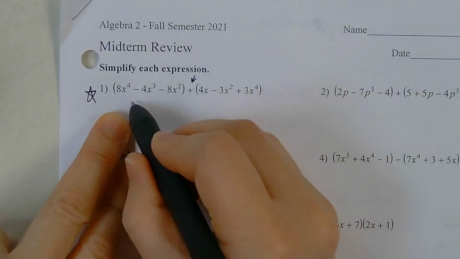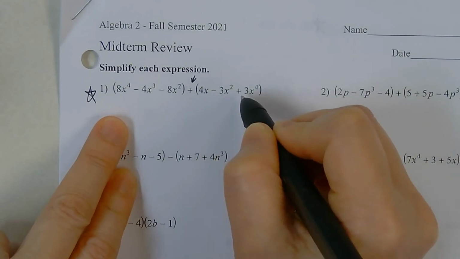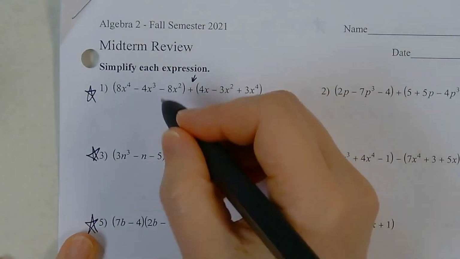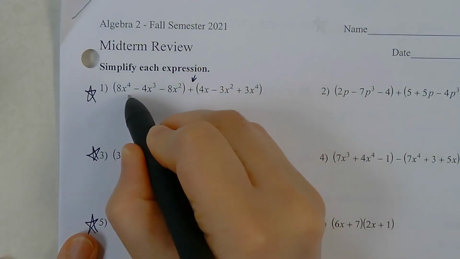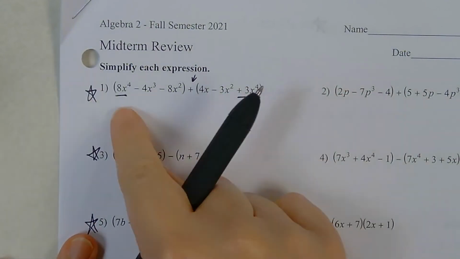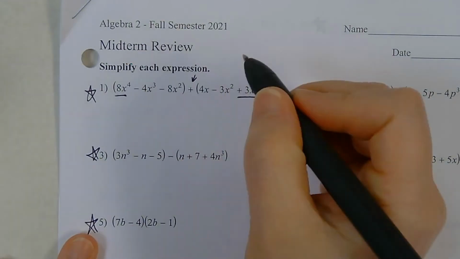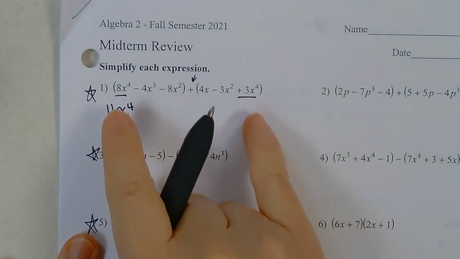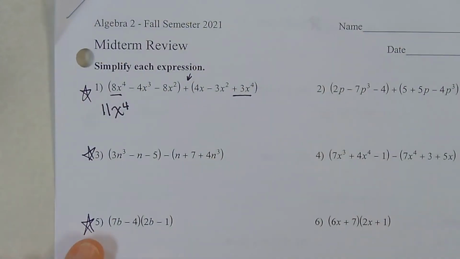Since this is a positive, I distribute the positive, and none of the signs change. If you want to rewrite it, you can. I usually don't, because that's a lot of work. I'm going to look for the biggest exponents, because I'm going to write this in standard form. So 8x to the 4th power plus 3x to the 4th power is just 11x to the 4th power. Remember, we do not change the exponents. That's how we determine whether they're like terms or not.